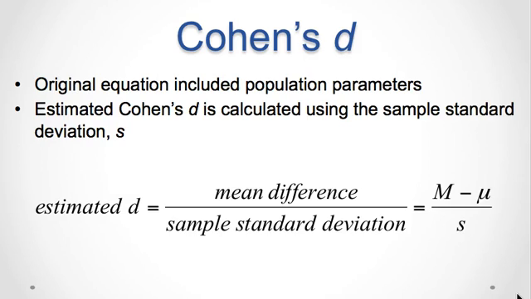Cohen's d measures the size of the mean difference in terms of population standard deviation. Estimated Cohen's d measures the size of the mean difference in terms of the sample standard deviation S. For sample means, estimated Cohen's d is equal to sample mean m minus population mean mu divided by the sample standard deviation S.